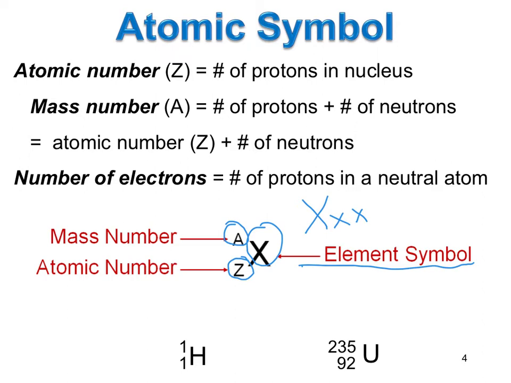In uranium-235, we have 92 protons and 143 neutrons, giving it a total mass number of 235.